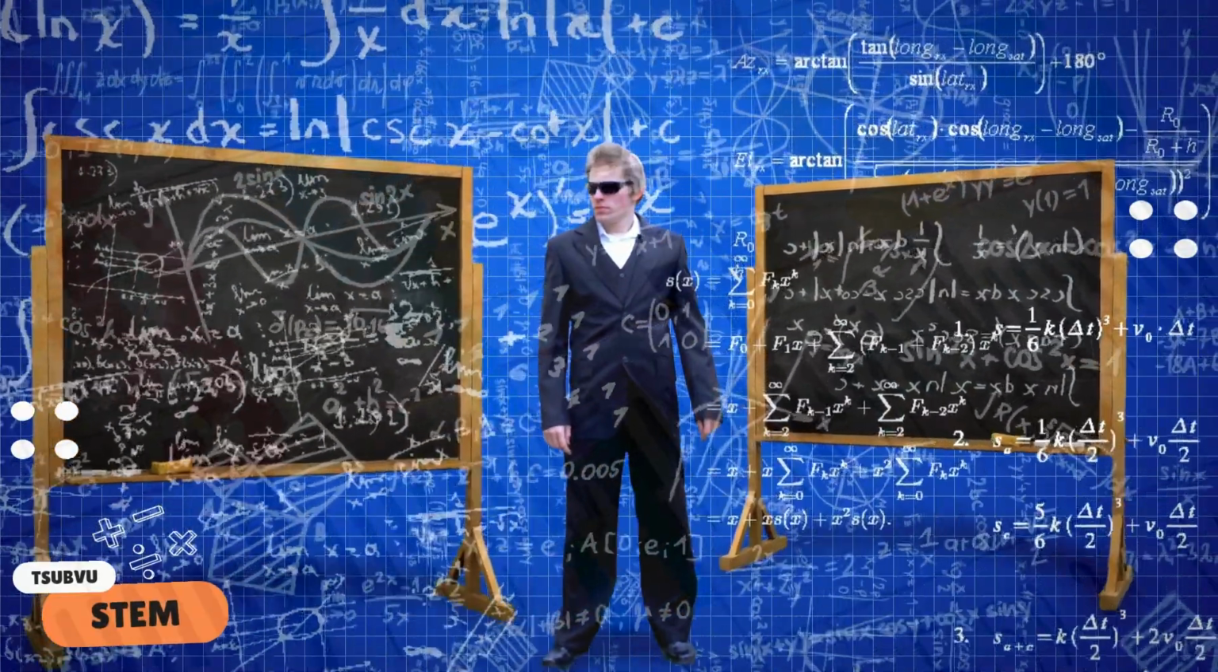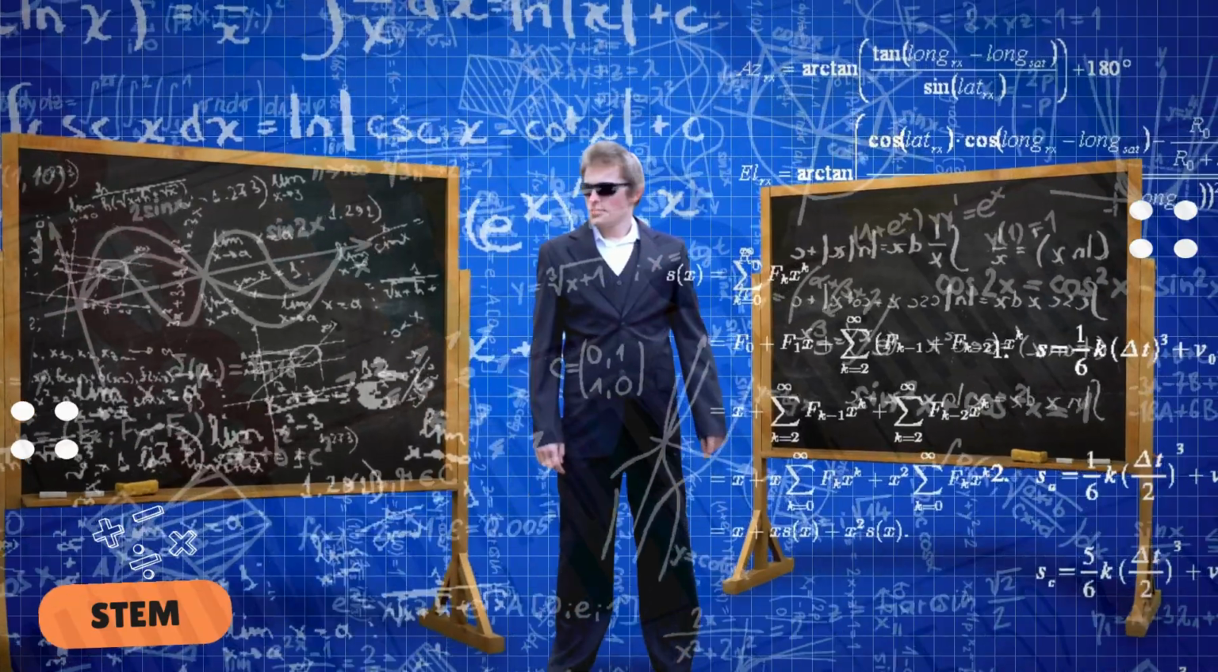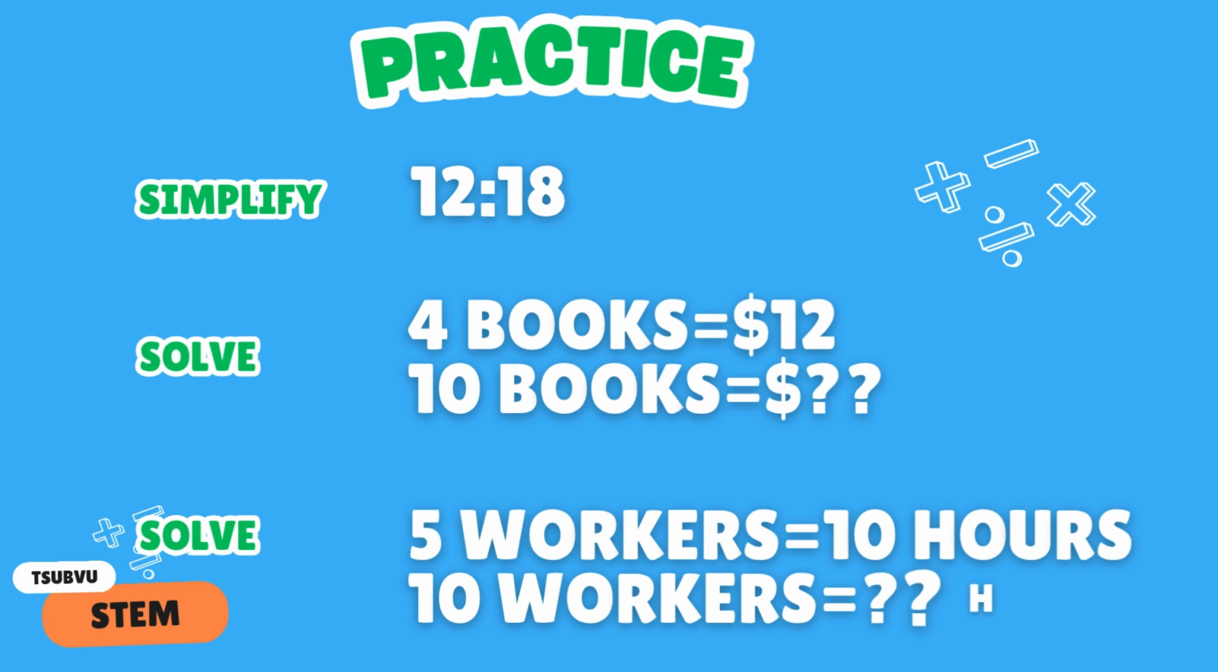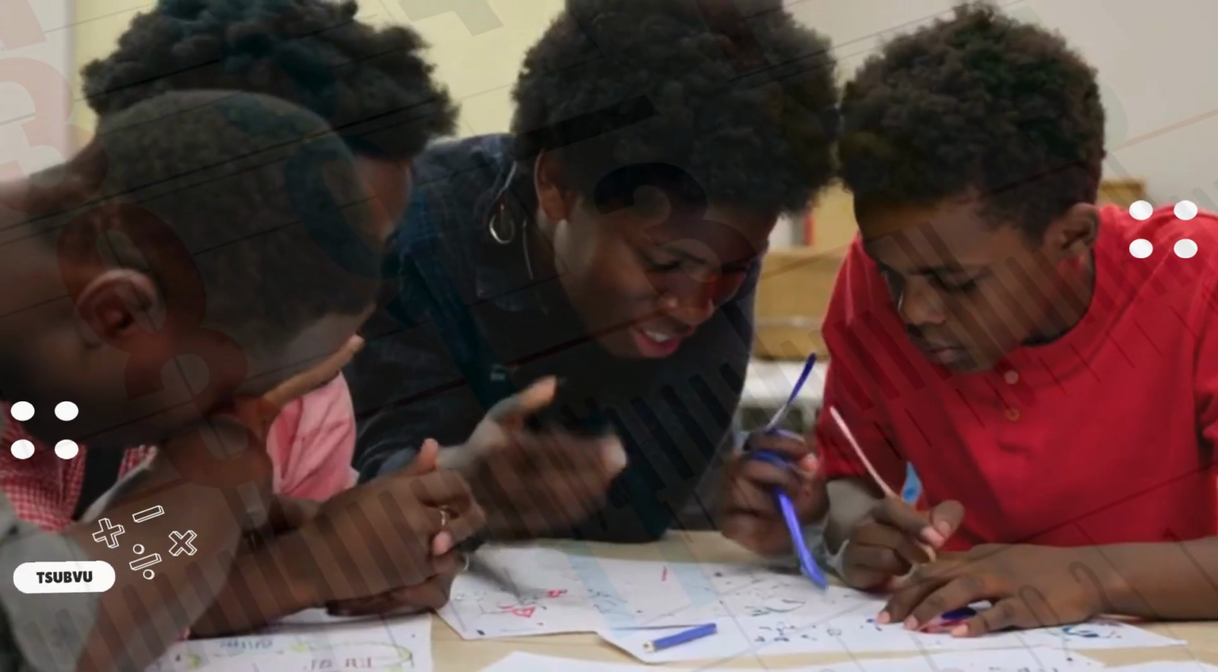Now let's practice with a quick problem. Simplify the ratio 12 to 18. Solve a direct proportion problem where 4 books cost $12 and find the cost of 10 books. And solve an inverse proportion problem where 5 workers can complete a task in 10 hours and find how long it would take 10 workers. Take a few minutes to solve these, and then we'll go over the answers together.